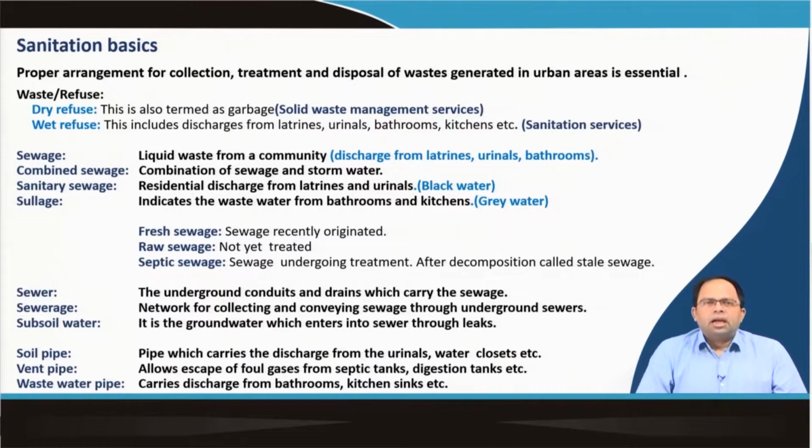So, that is all about sewage, and then we look into the conveyance networks, the networks that carry sewage from your homes to the disposal point, maybe a river, maybe land. When we refer to a sewer, it is basically the underground conduits and drains which carry the sewage, and sewerage is the network for collecting and conveying sewage through underground sewers. So, sewers are individual pipelines, whereas sewerage is the entire network of pipelines.